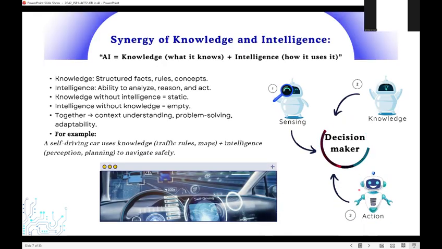So, here's a simple way to remember it. AI equals knowledge, meaning what it knows, in addition to intelligence, meaning how it uses that knowledge. For example, a self driving car knows traffic rules and road layouts. That's the knowledge which it has. When it plans the safest route, that's intelligence. So both must work together.